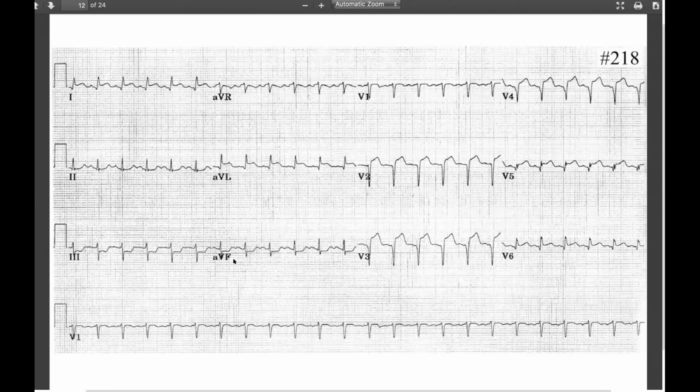Very good. And in 3 and AVF, the ST depression is due to ischemia? No, it's a mirror image. Because AVL is exactly the opposite of lead number 3, almost opposite of lead number 3. Yes? Terrific. Very good.